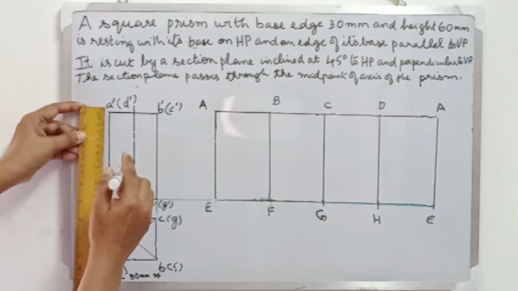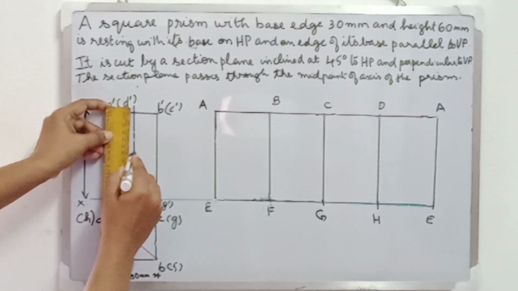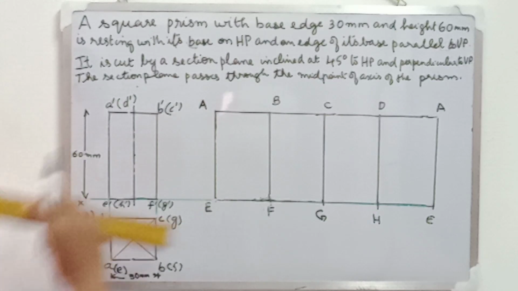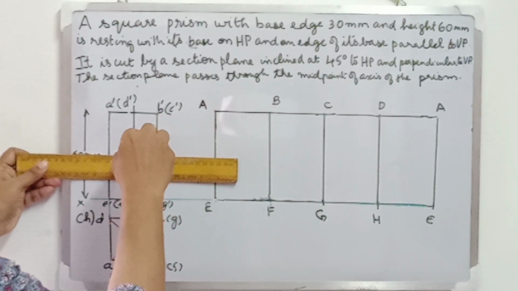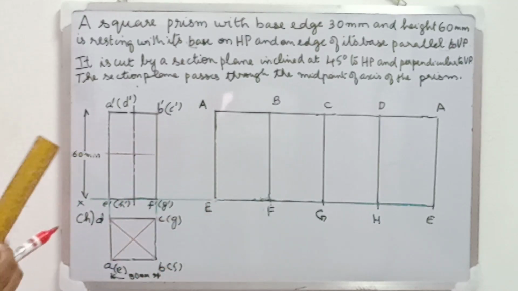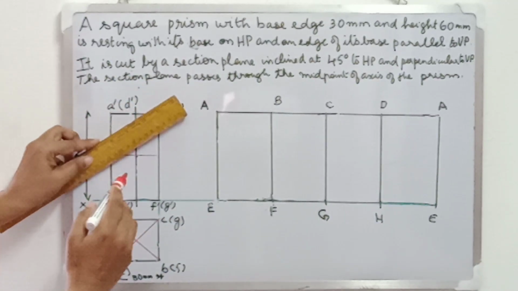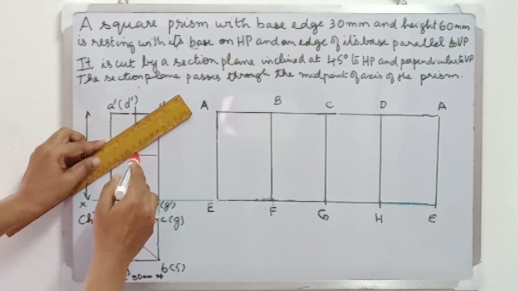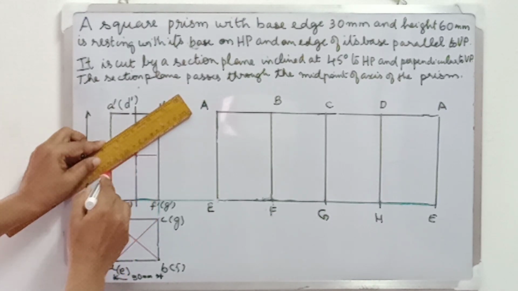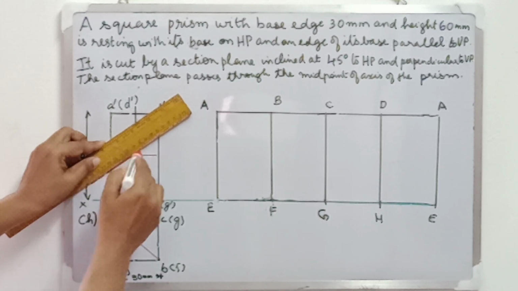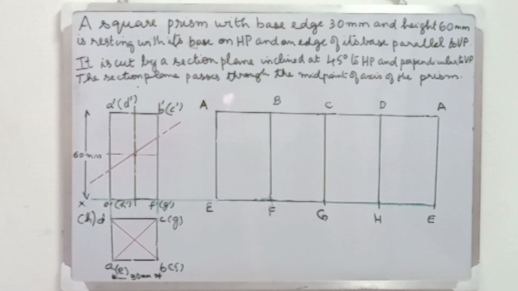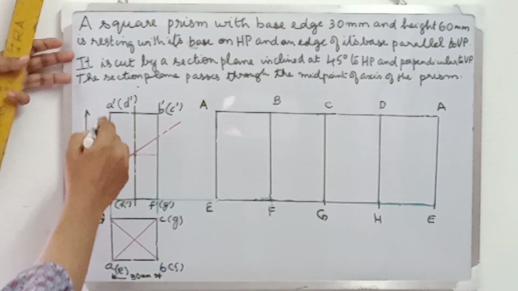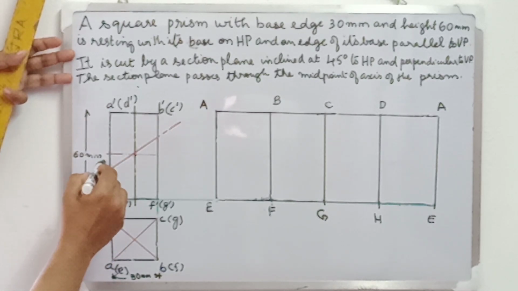Next, let us locate the midpoint of the axis. The height of the prism is 60 mm and its midpoint will be at a distance of 30 mm from the base or the top face. Next, let us draw the front view of the section plane. As it is inclined at 45 degrees to the HP, let us draw a line at an angle of 45 degrees with the horizontal.